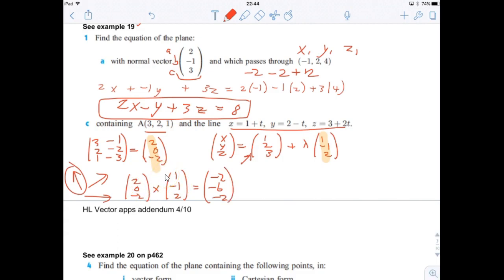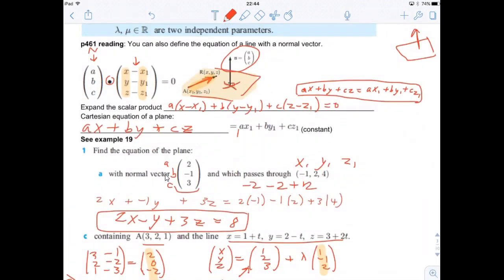And so that's the normal vector, but to make it as easy as possible, I'm going to scale this normal vector. I'm going to divide everything by negative 2, since it's a common factor, and then it becomes (1, 3, 1).